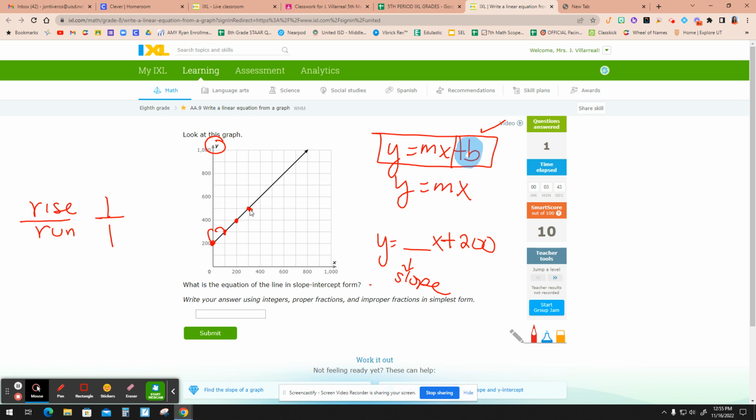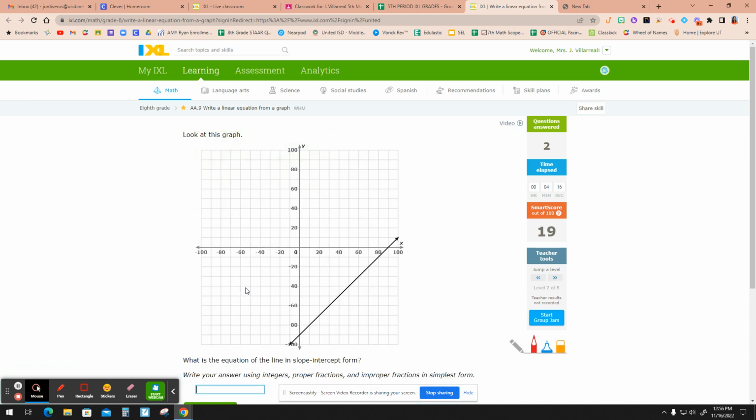We're rising 1 square, running 1 square. So that means 1 over 1 is just 1x, but I've already mentioned in class, we don't write the 1x anywhere. You're not going to see it like that. The way you will see it is just y equals x by itself plus 200. And that's exactly what you type. Y equals x plus 200. And you move on to the next question.